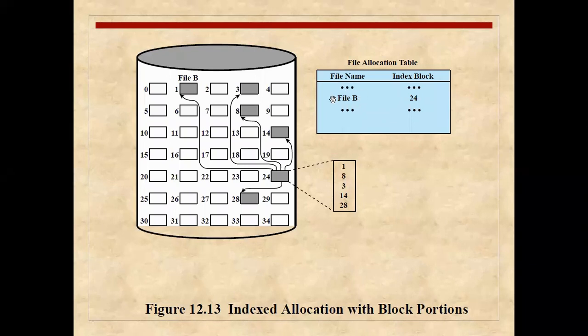You know that your file B will start from 24th. Whenever you are going to 24th, the 24th field will be having this kind of table where it will be mentioned in which numbers your data is kept. Block number 1, 8, 3, 14 and 28. These are your data parts. So it will be having the address of all those data fields.